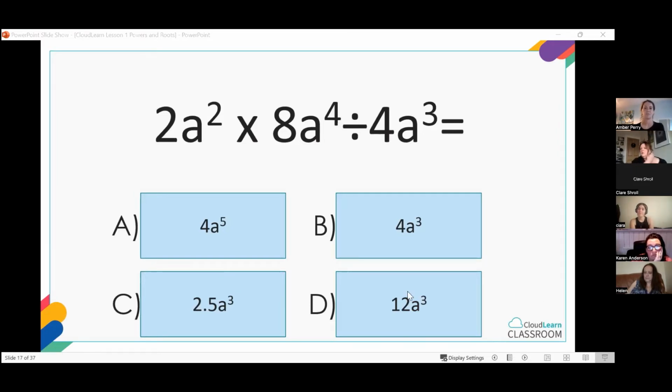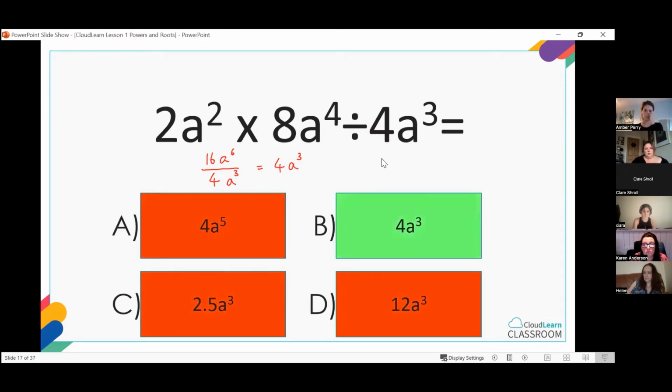And I'll just quickly go through this one with you. We've got 2 times 8, that's 16. In fact, I could even write it on here. So we've got the 2 times the 8, which is the 16 there. A to the power of 2 times a to the power of 4, so that's a to the power of 6 there. Dividing by, I like to look at my dividing as a fraction there. Divide that by 4, a to the power of 3. And then 16 divided by 4 is 4 there. A to the power of 6 divided by a to the power of 3, subtract the powers there, so it's a to the power of 3. And as you can see, 73% of you have said it was B, so fantastic, well done, really great job.